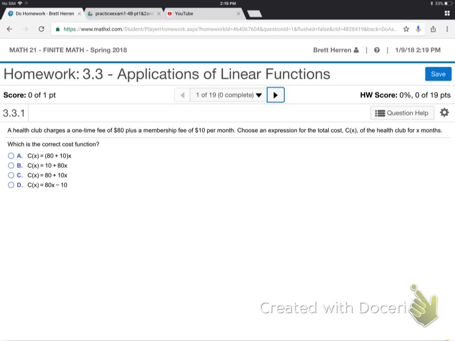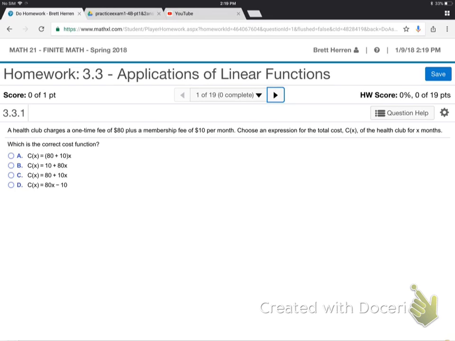Okay, all right, so here we go. We're looking at 3.3, applications of linear functions. First question: a health club, I could make that bigger, but it would have gone off the screen. A health club charges a one-time fee of $80 plus a membership fee of $10 per month. Choose an expression for the total cost of the health club.